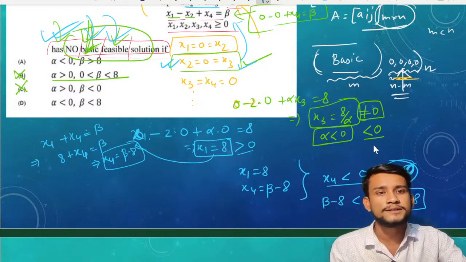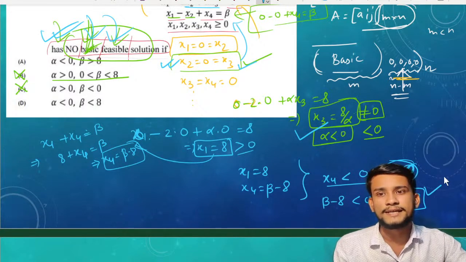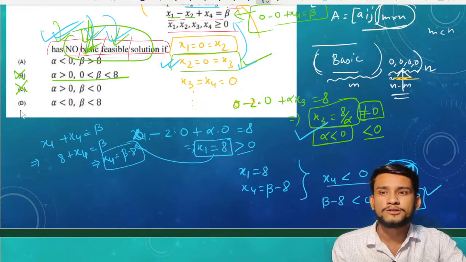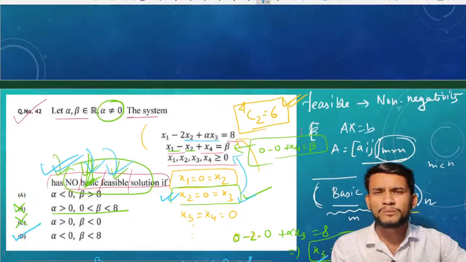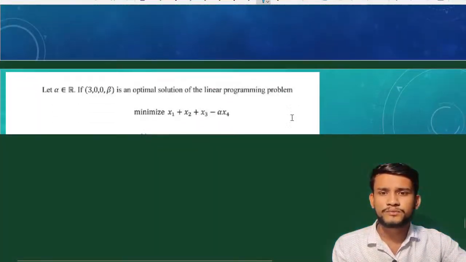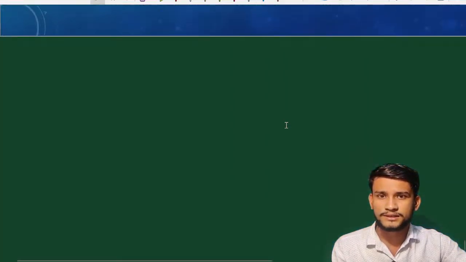Therefore we get the conditions on alpha and beta: alpha is less than 0 and beta is less than 8. So our clear-cut answer is option number D. This is the solution of question 42. Now we go to the next question, and I think this is the last question, right?